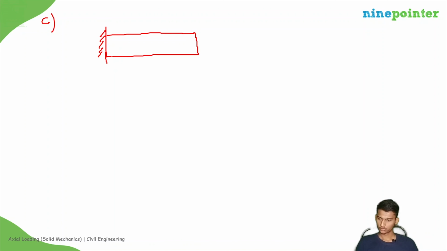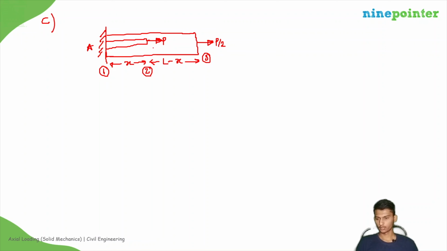Okay, so this is the rod and this is x. This is L minus x. Here P by 2 is applied. Here P is applied. And this is 0.3. Let us take this is 0.2. This is 0.1. This is A, B, C. Okay, so what is the delta A? What is the value of delta 1?